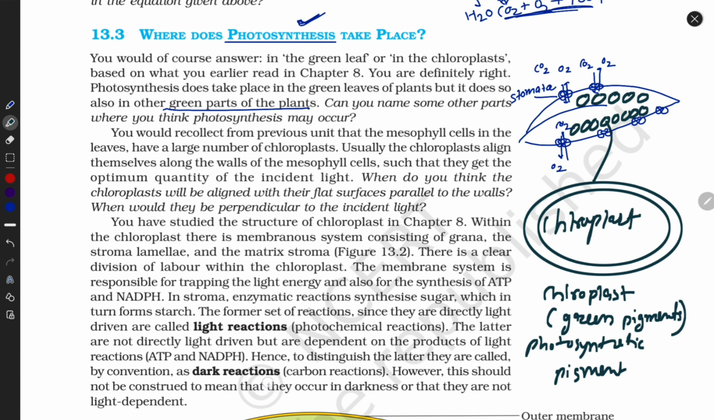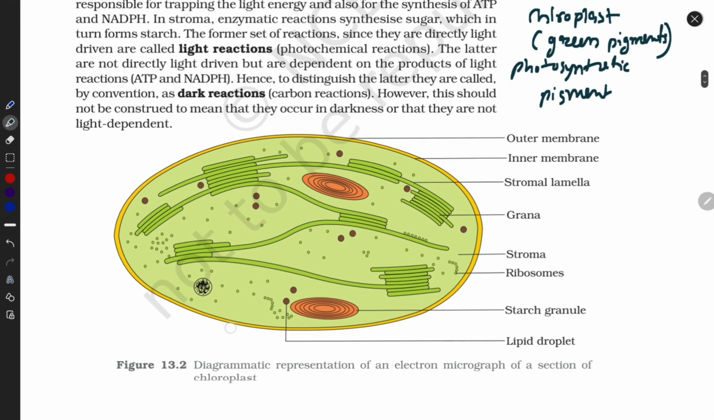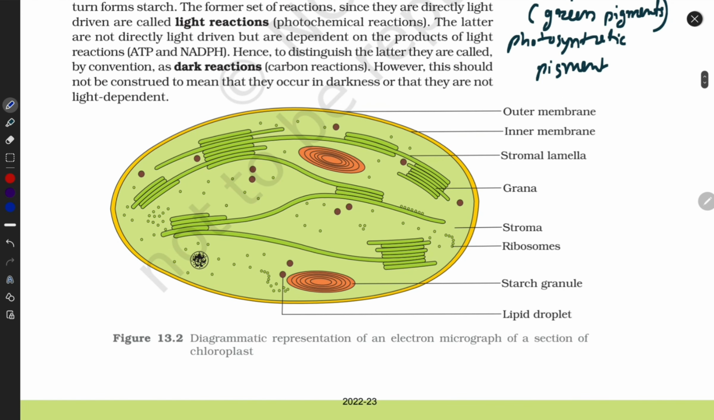Now, this is your diagram. This is the diagram of the chloroplast. Look here. This is the double membrane structure. This is the outer layer, and inside is the inner layer. Now, look here, these are coin-like structures. These are thylakoids.